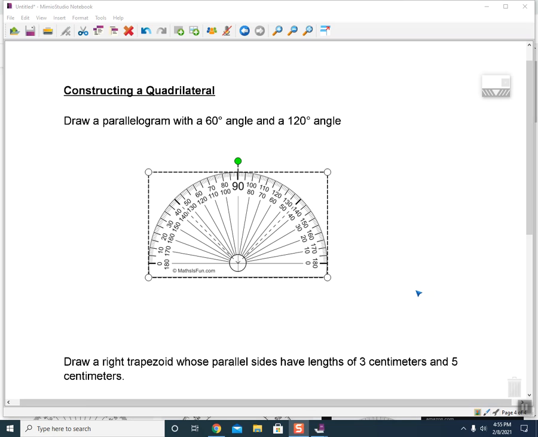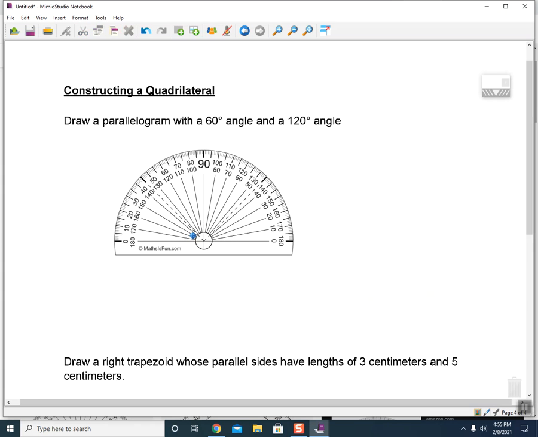Okay, go ahead and turn the page. This last part might be kind of tricky for me to show you on screen, but we'll see how this goes. We talked about constructing triangles. We can also construct quadrilaterals using similar methods.